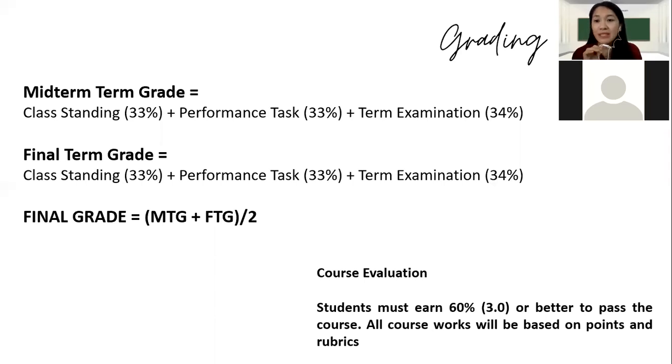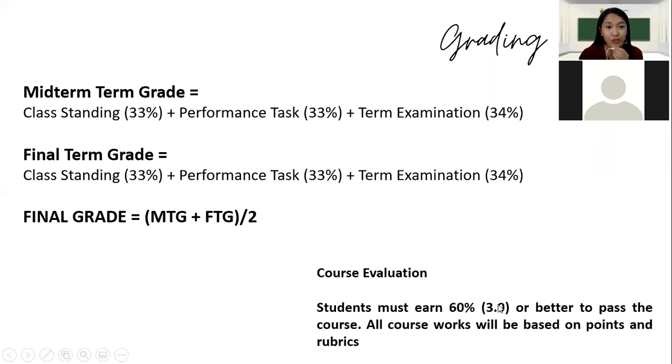And then for the performance task, for the midterm grade, this will be the summative test. This is a 30-item quiz. And then the term examination will be your midterm exam. Okay, that's 34%. The same thing with your final term grade: class standing 33%, performance task 33%, and final term examination 34%. So for your final grade, both grades for the midterm and final term will be added and divided by 2.